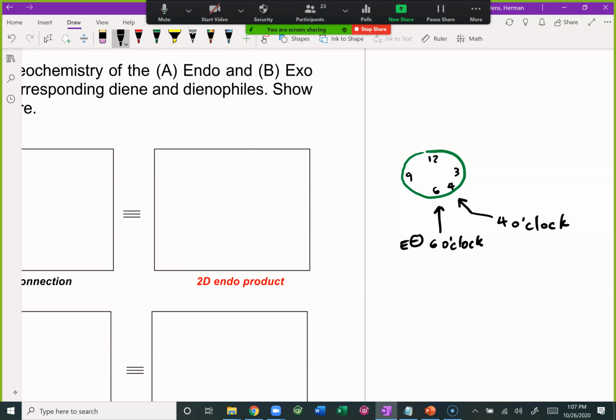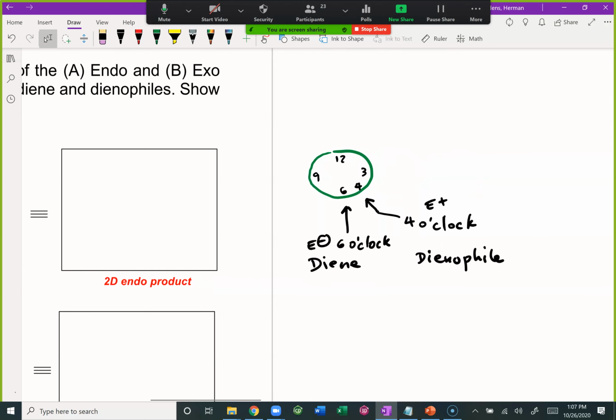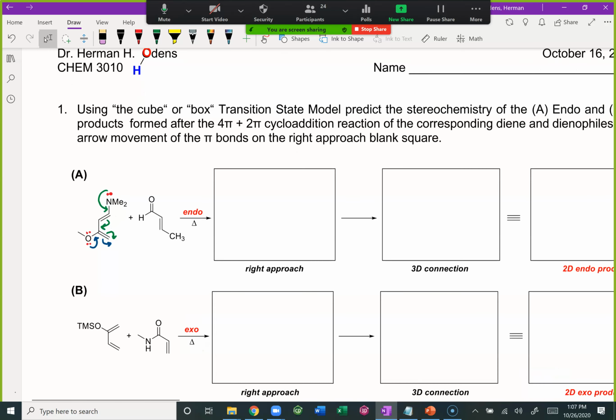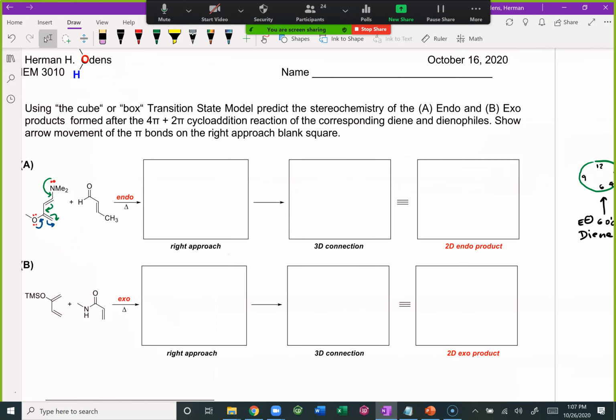All right. So basically, you will see this in a minute. So just keep that in mind. This is my electron poor. So this is going to be the diene, and right here will be the dienophile. Oh no, there's some glitch here. All right. Okay. All right. So let's get done with this.